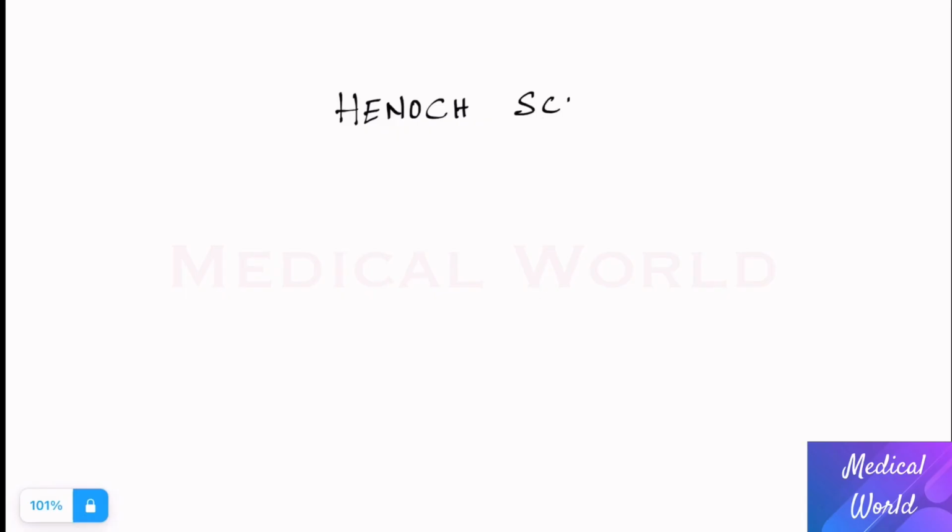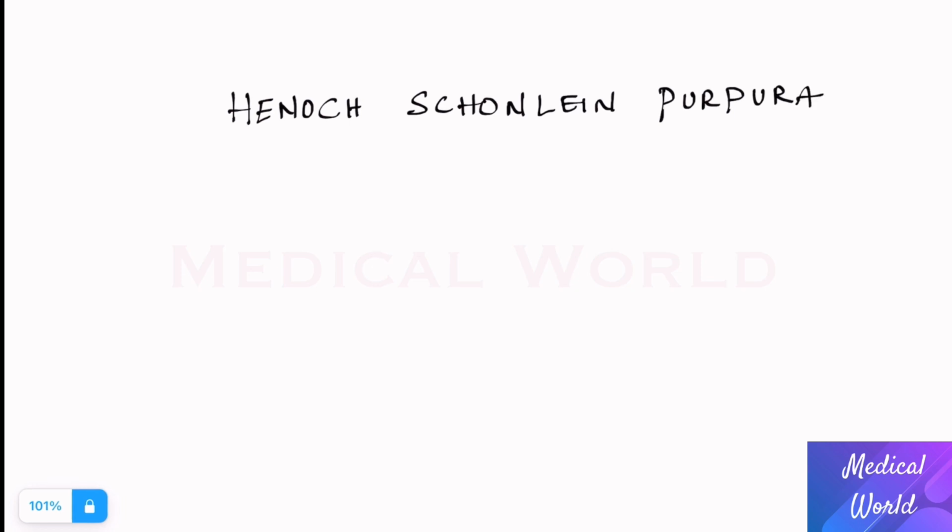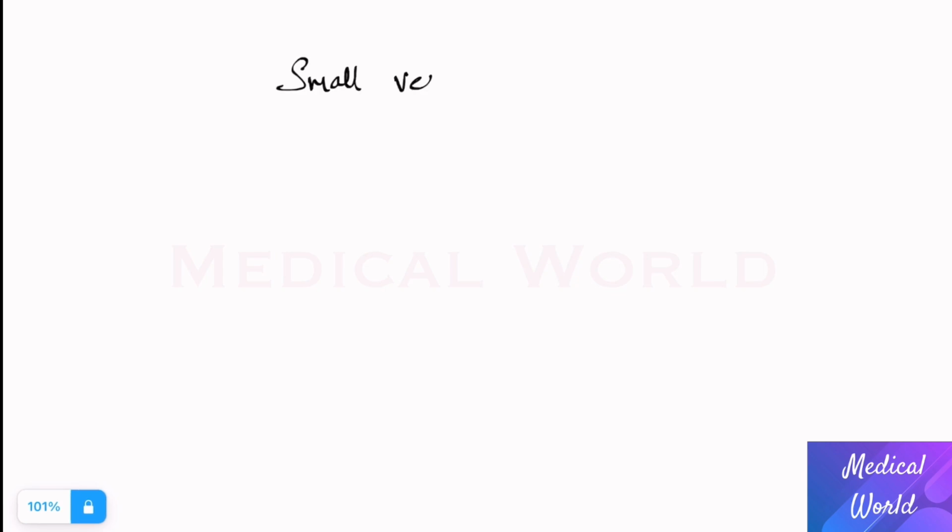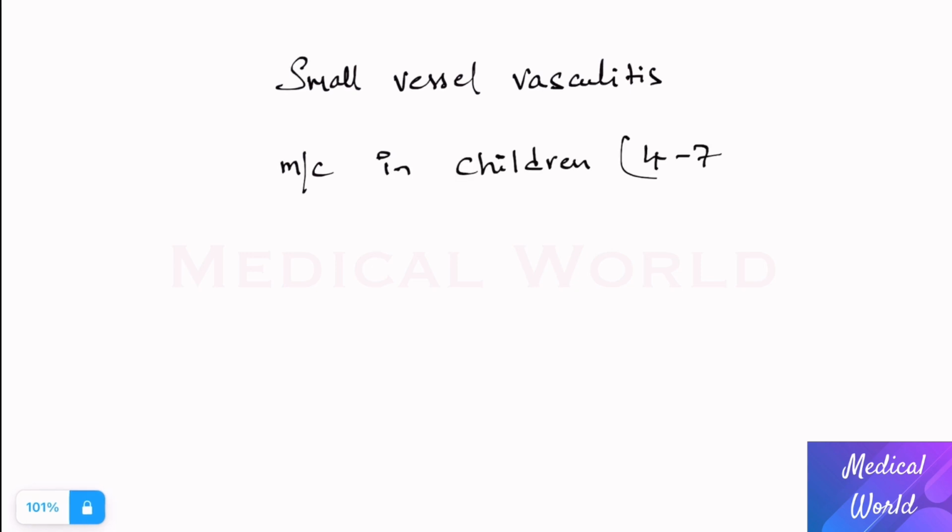Hi everyone, today we are going to discuss HSP, that is Henoch Schonlein Purpura. It is also called HSP. This is an old term. Now we are calling this disease IgA vasculitis. Basically, it is a small vessel vasculitis. Most commonly occurs in children of age 4 to 7 years. It also occurs in adults, but the frequency is more in children.